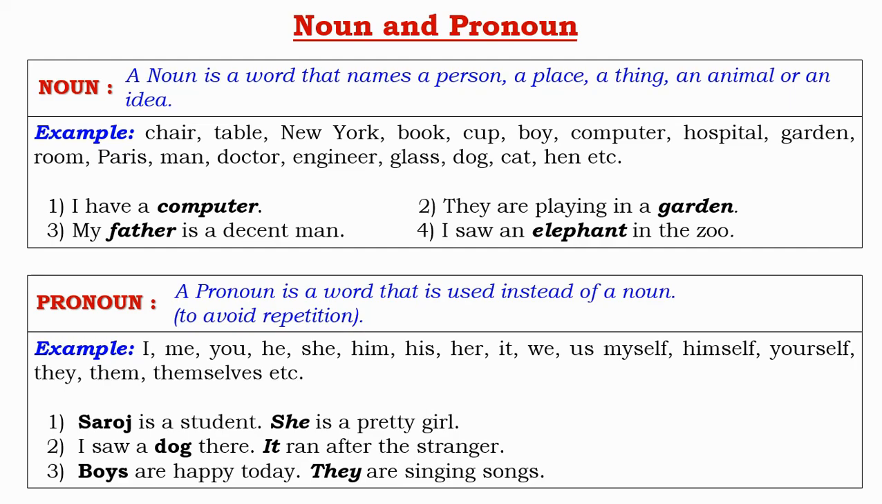To find these in sentence examples, number 1, I have a computer. Number 2, they are playing in a garden. Number 3, my father is a decent man. Number 4, I saw an elephant in the zoo. So here in these sentences, we find the word computer in sentence number 1, garden in number 2, father in number 3, and elephant in sentence number 4 are nouns. You can see the nouns are italicized.